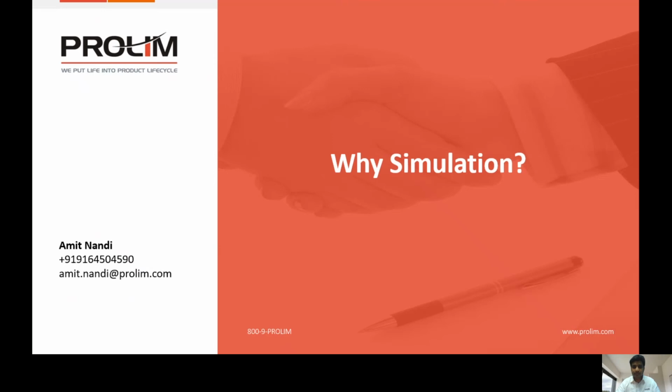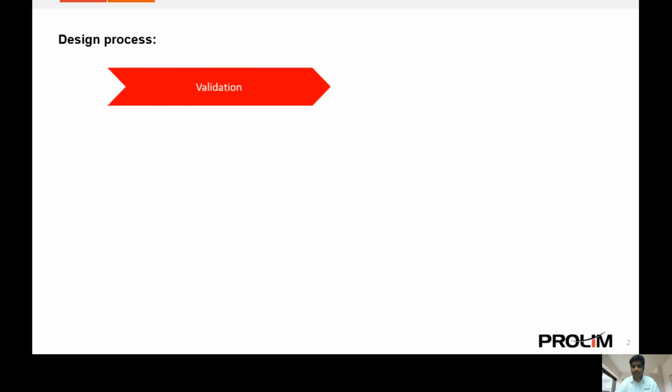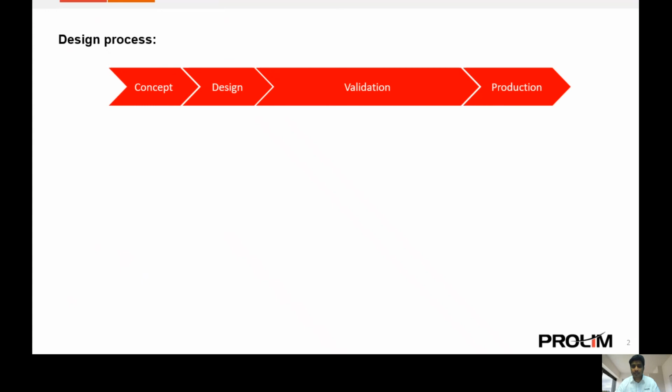Let's discuss this. If you look at any design process, it starts with the concept design followed by detailed designing, validation, and then finally the production. In concept design, we convert our ideas into the concept. In detailed design, we model the components, subassemblies, and entire assembly by using 3D CAD platform.